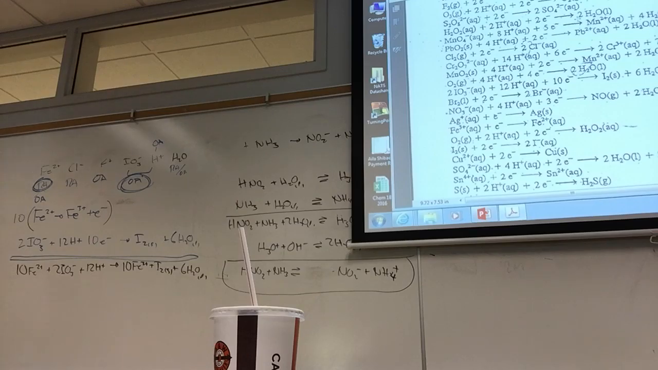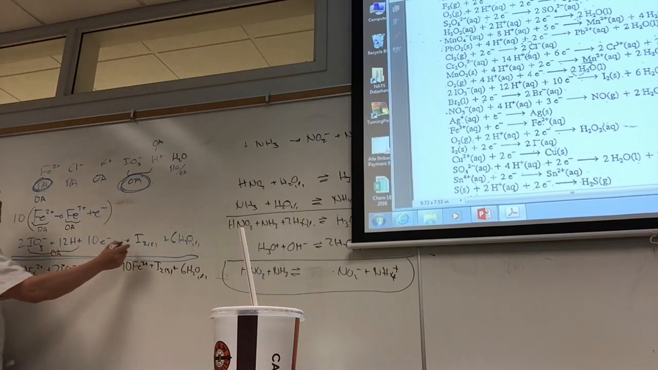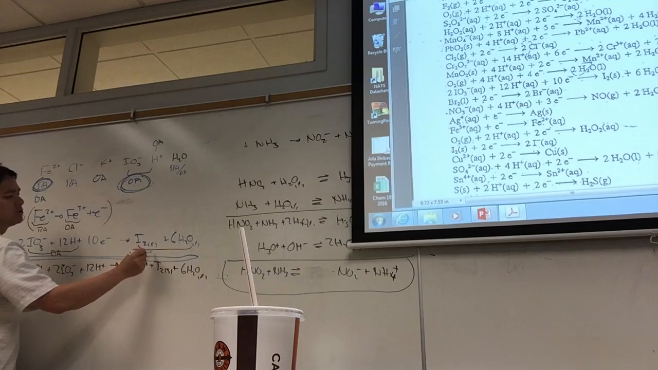Then I check for driving force. Fe2 plus is our RA. IO3 minus and H plus is our OA. That's what we determined above. But going backwards, there's a conjugate relationship. So Fe2 plus, the RA, forms Fe3 plus, the OA. In other words, the oxidizer gains electrons going backwards. And the OA is going to produce its conjugate RA. And so I2 solid plus 6 H2O must be the RA.